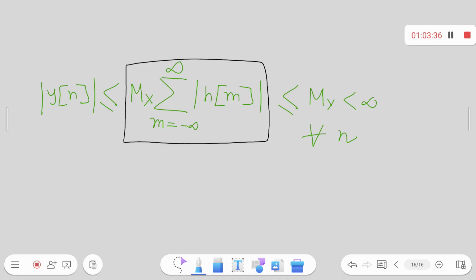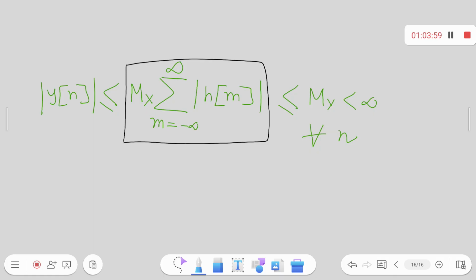Yes or no? Can we get the point? Now, how to ensure this? This mx, we know that mx is a bounded quantity. Now, how to ensure that this entire mx multiplied with summation m from minus to plus infinity mod of hm is also less than or equal to some bounded number m of y.